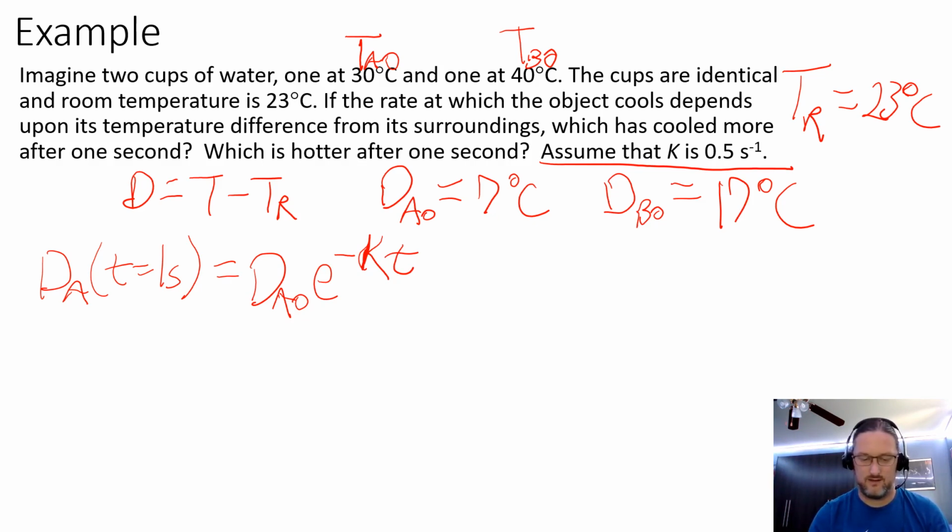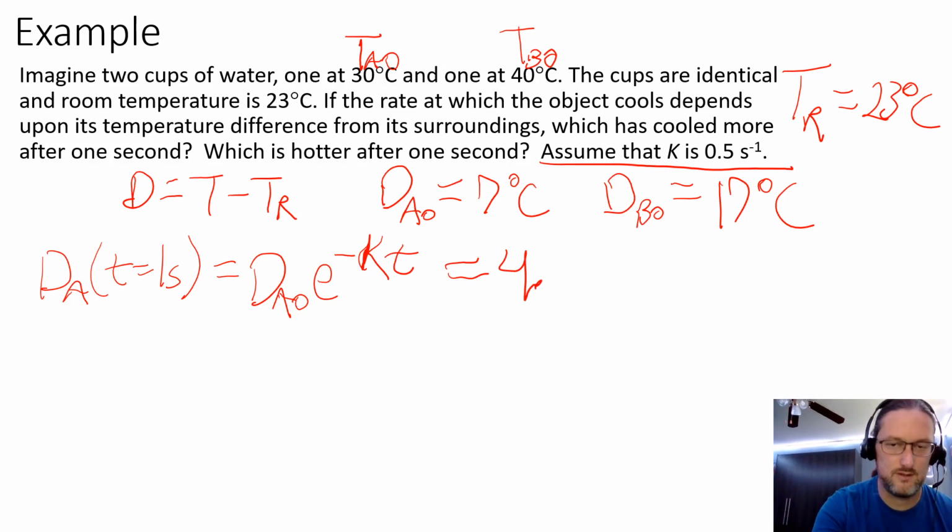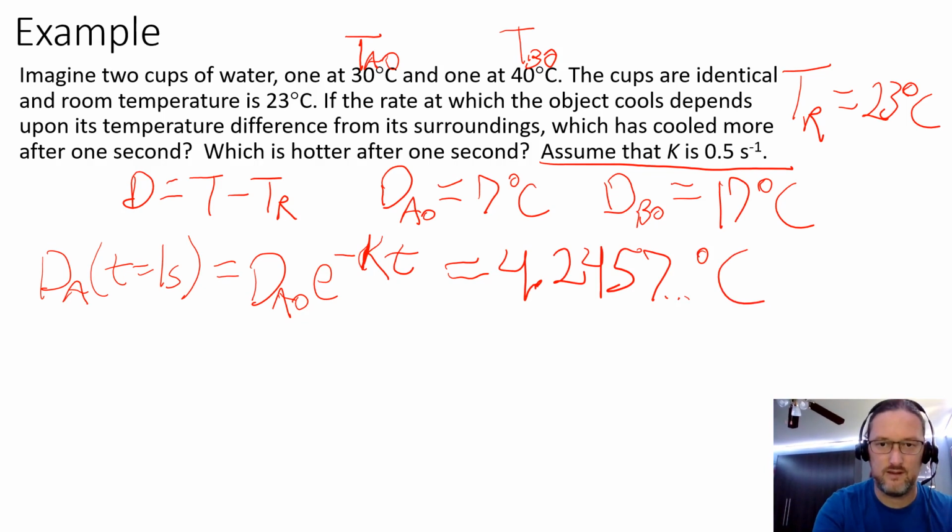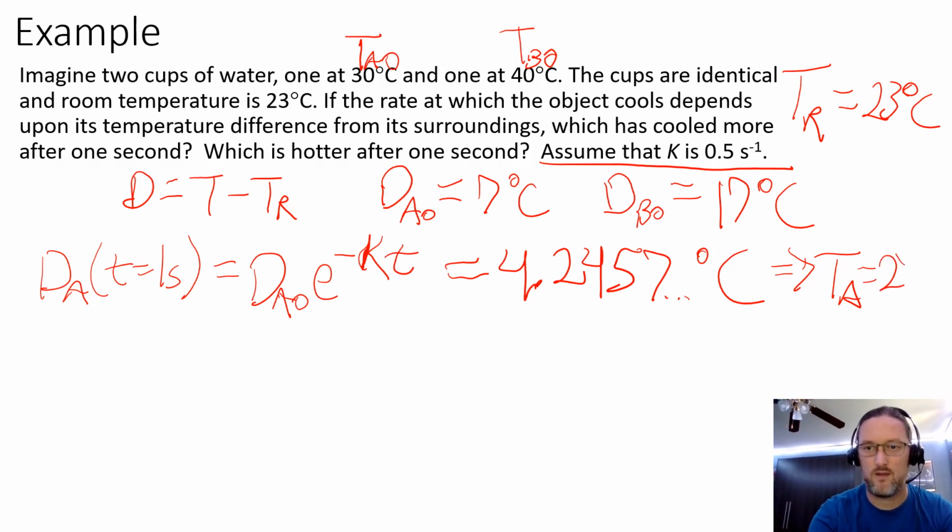And see what we get. I get d A of 4.2457 something degrees C, about 4.2. This would mean that now the temperature of thing A would be the room temperature plus 4.2, so 27.2. Just plugging it back in, solving for temperature in that temperature difference formula.